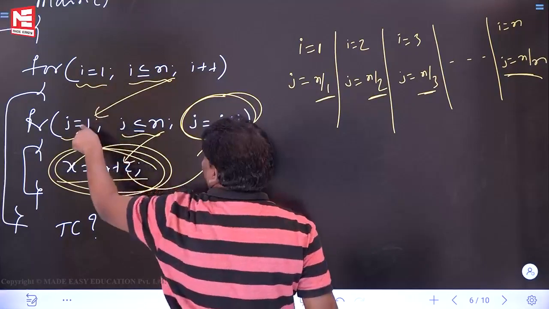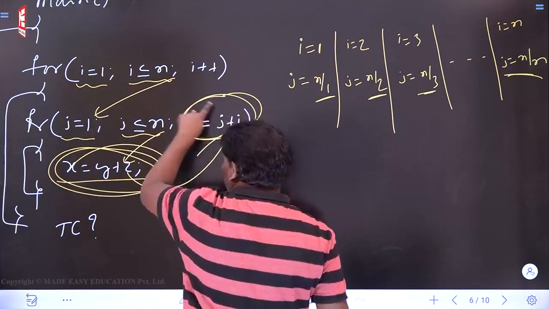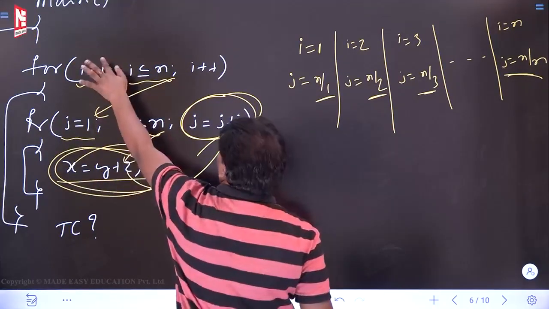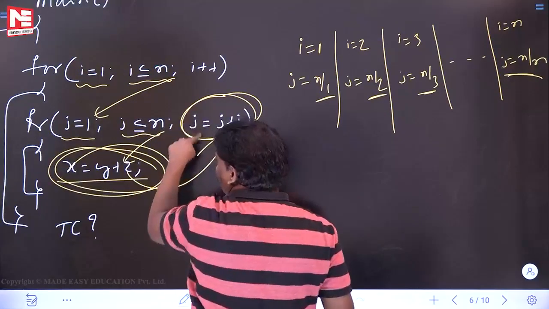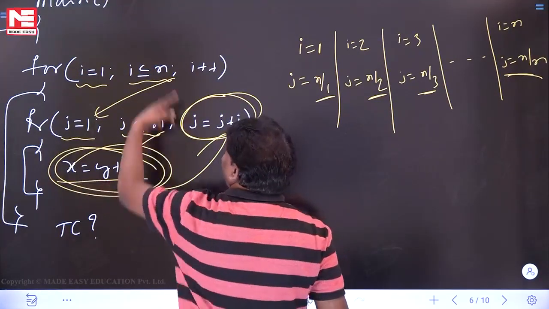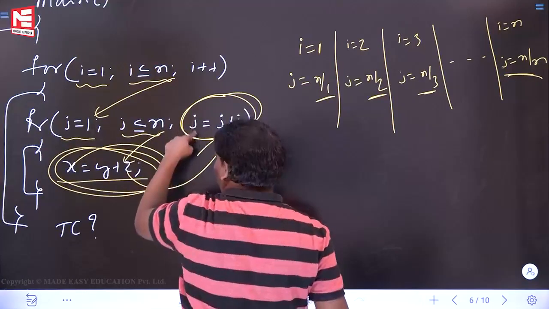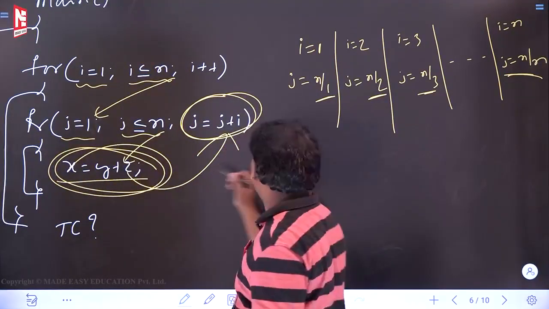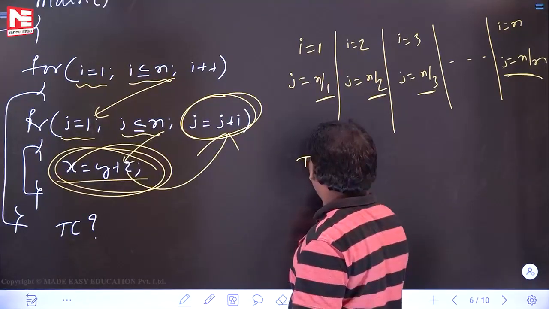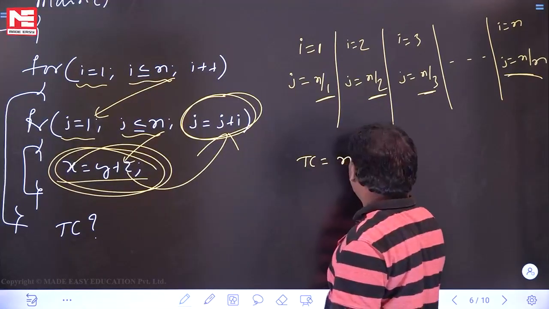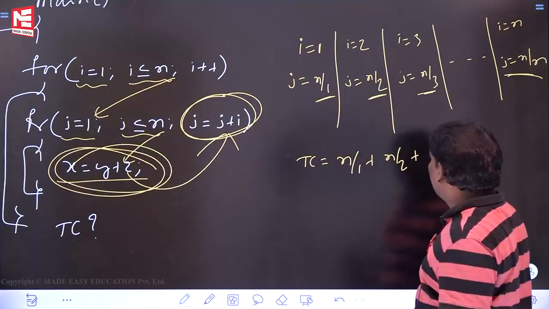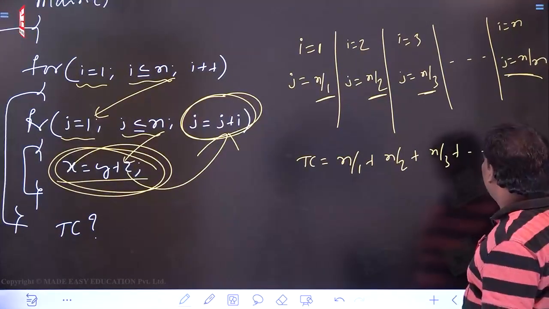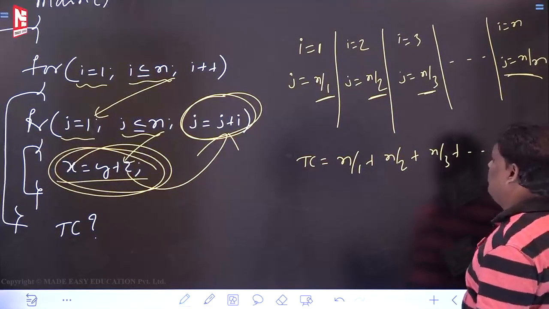i value 1, this loop is going on n time, so n times it will execute. i value 2, this loop is going on n by 2 times. i value 3, this will execute n by 3 times. Can you say the total number of times it is executed? So time complexity is equal to what? First time n by 1 time, second time n by 2 time, third time n by 3 time, and so on. Last one n by n time.